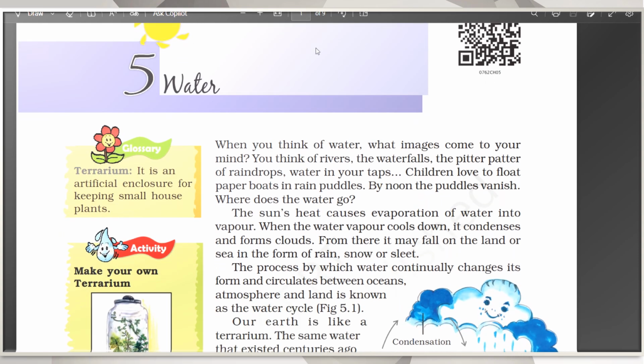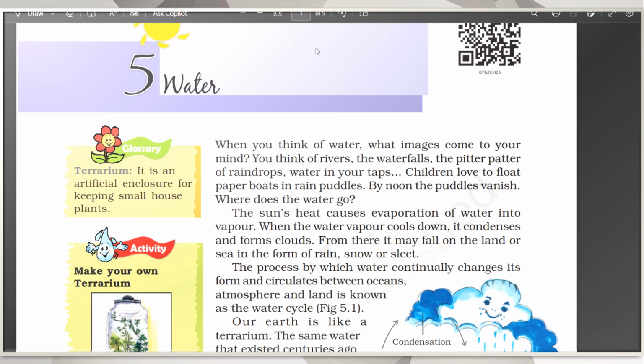When you think about water, what images come to your mind? Yes, first of all, we will remember rivers, waterfalls, oceans, even small puddles, pitter-patter raindrops, even the water which is coming into your houses from the taps. Children love to float paper boats in rain puddles also. Now we are having monsoon and we can relate all these experiences with the monsoon.